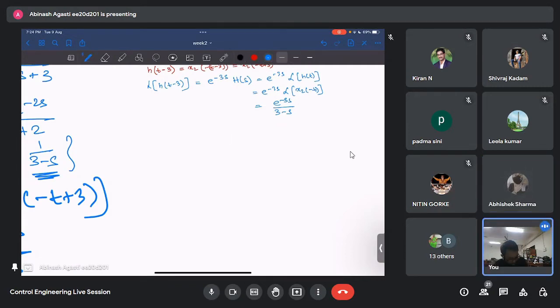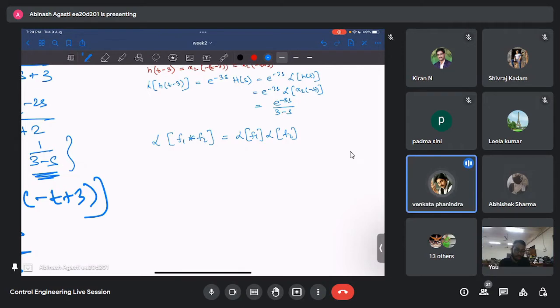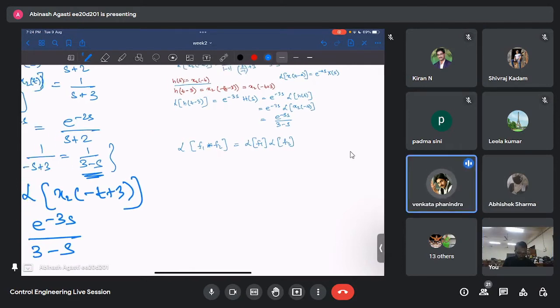The convolution theorem says that the Laplace transform of the convolution of two functions is the Laplace transform of f1 into the Laplace transform of f2. Yes. Correct? Sir, convolution in time domain is equal to product in Laplace transform domain. Yeah, correct. So then the left side Laplace transform will not be there. That is the reason I mentioned the comment.